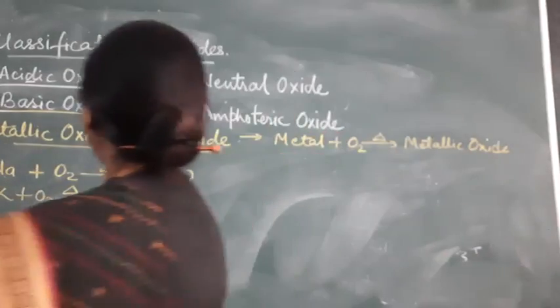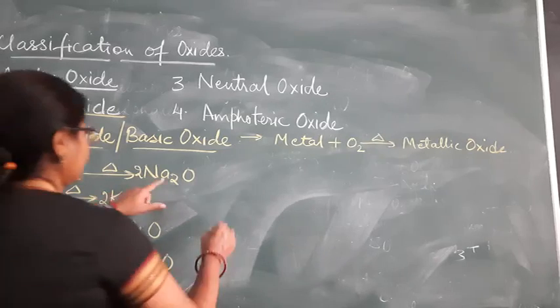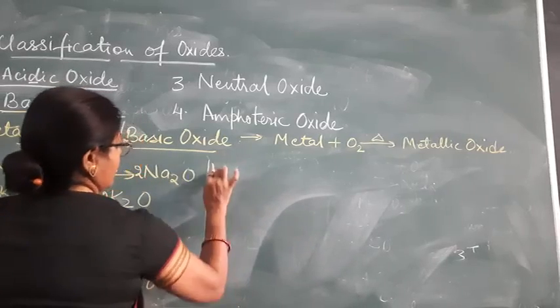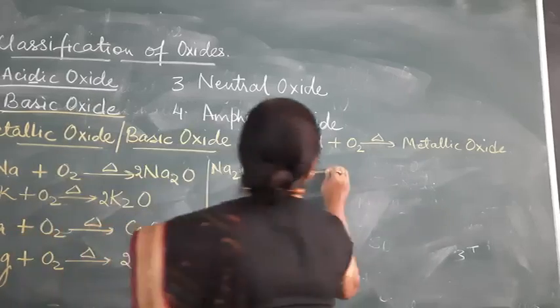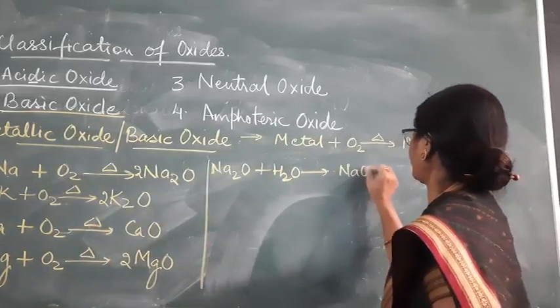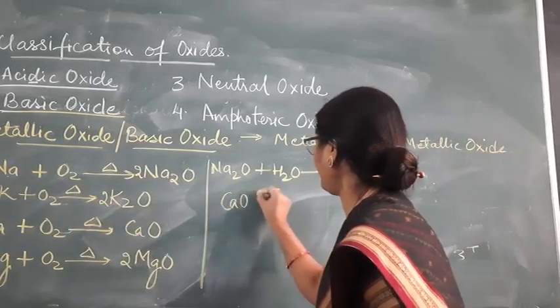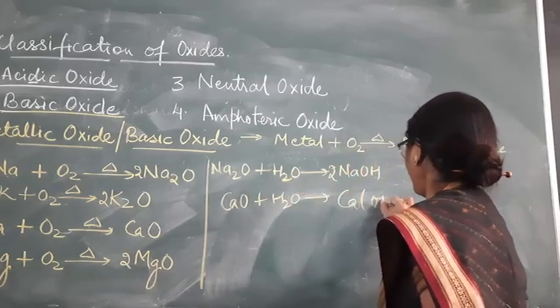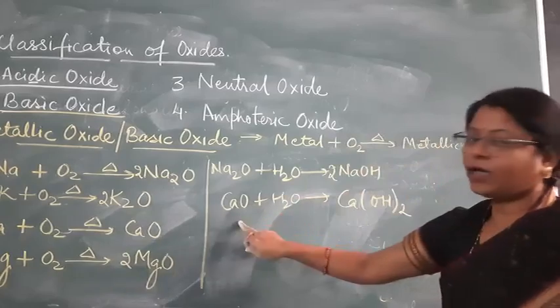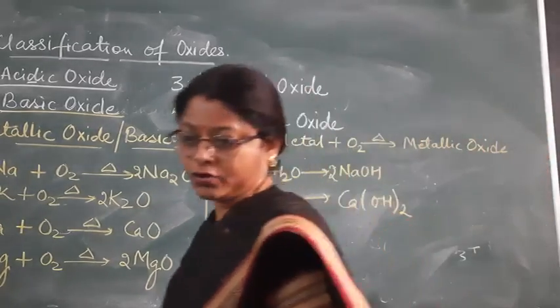Next, when these metallic oxides react with water, like Na2O reacting with water, it forms the hydroxide, NaOH. Calcium oxide when it reacts with water forms Ca(OH)2. Meaning a metallic oxide when it reacts with water forms a metallic hydroxide.